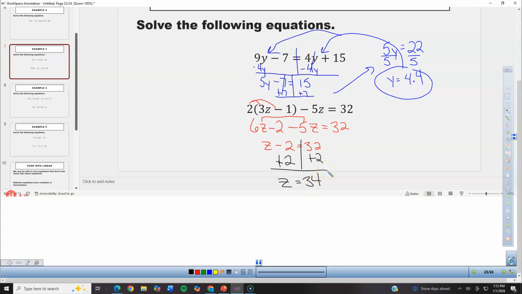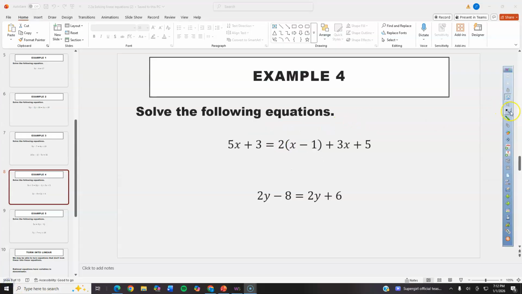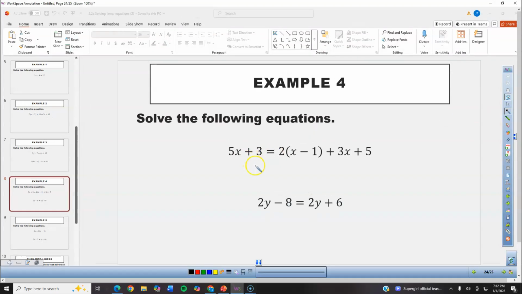Now again, I can plug that in and check. Alright, we're looking good. This is pretty quick. If you have questions, don't be afraid to ask. Alright, let's try this one. First thing I got to do is simplify. So I'm going to distribute the 2 and then combine like terms. The left side is going to stay the exact same. The right side becomes 2x minus 2 plus 3x plus 5.